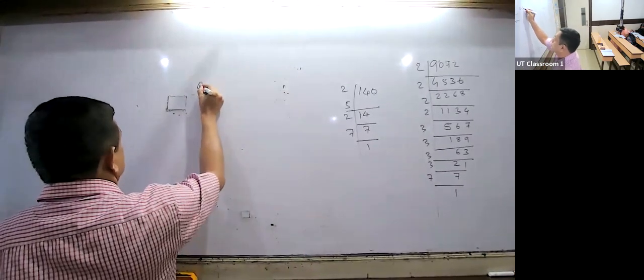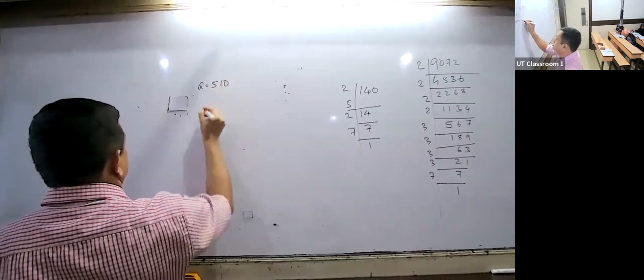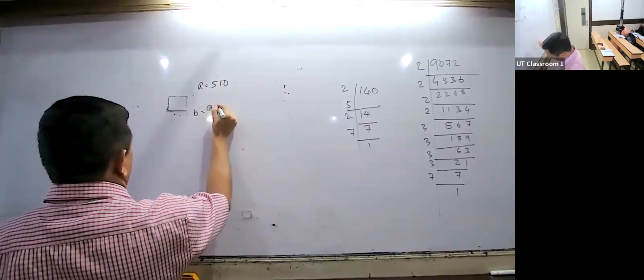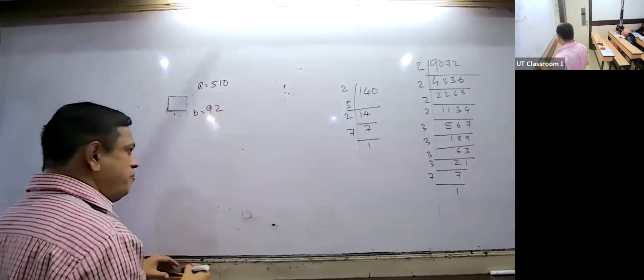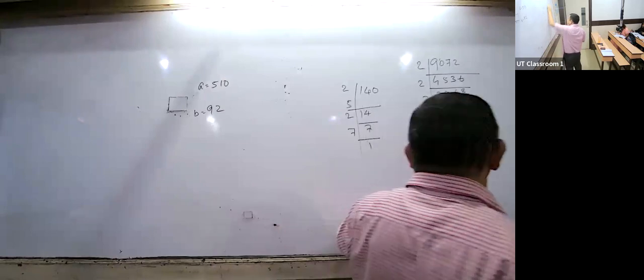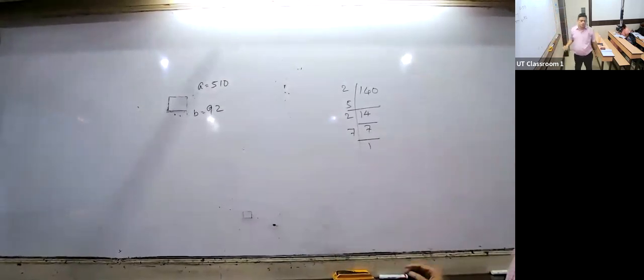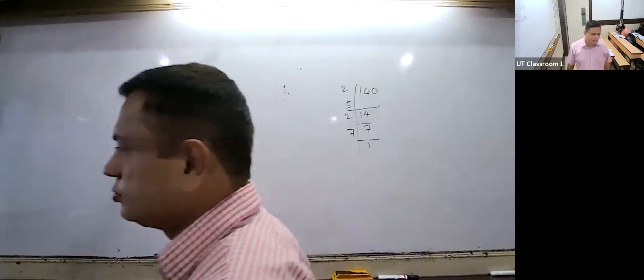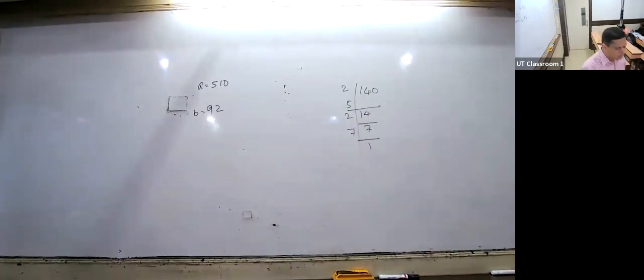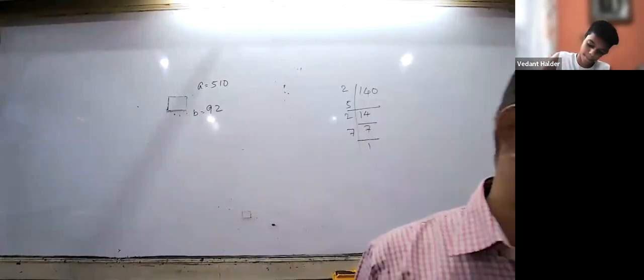A is equal to 510. Factorize. B is equal to 92. That also factorize. Do it fast. Vedant, getting the answer? Aditya, getting the answer? Yes, sir. Yes, sir. Okay.